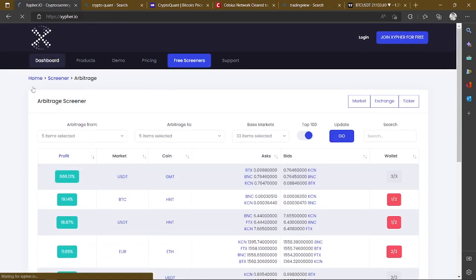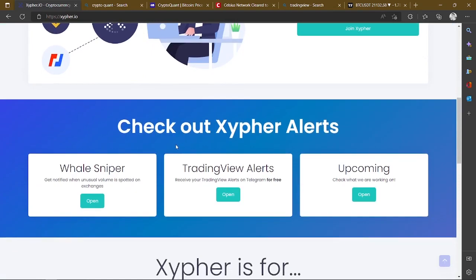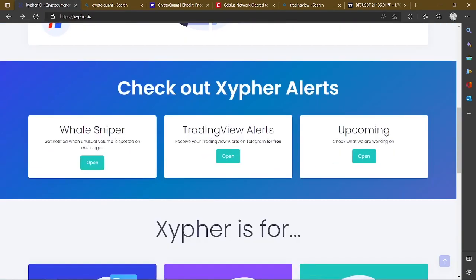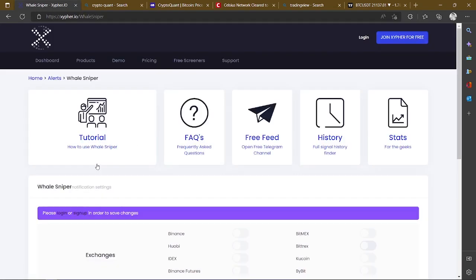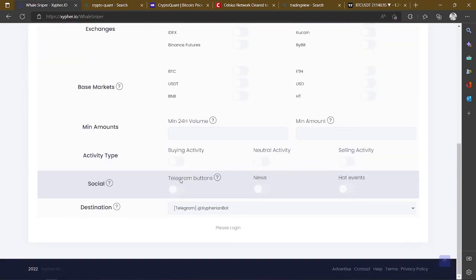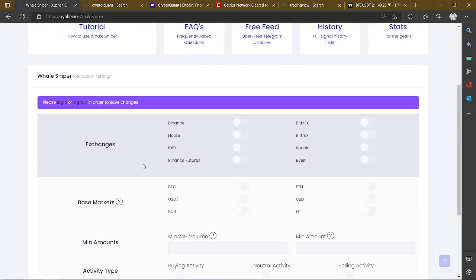And if I go back to the dashboard right here, let's check something else. Let's say Where Sniper. Where Sniper says get notified when unusual volume is spotted on exchanges. So you get notified whenever there is a big dump or a spike on crypto exchanges. It can be Binance, Bybit, FTX and so on.